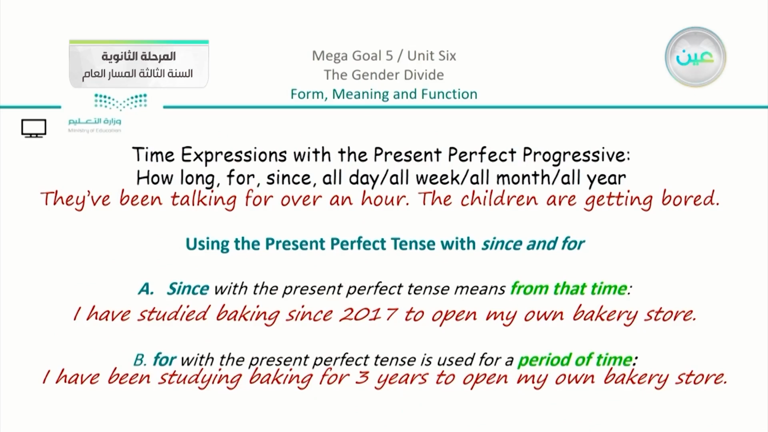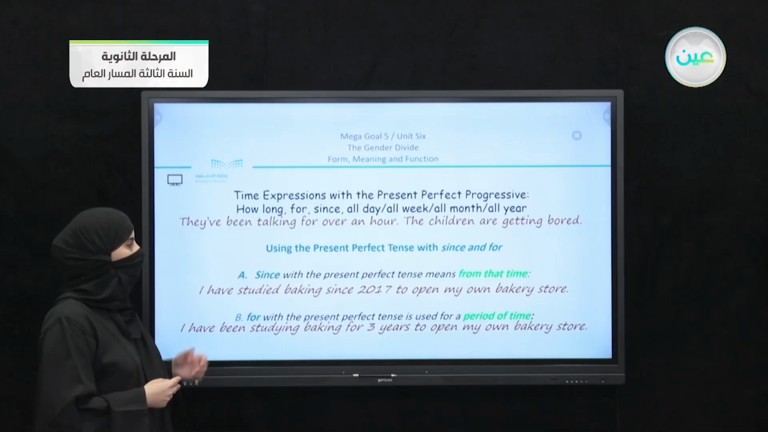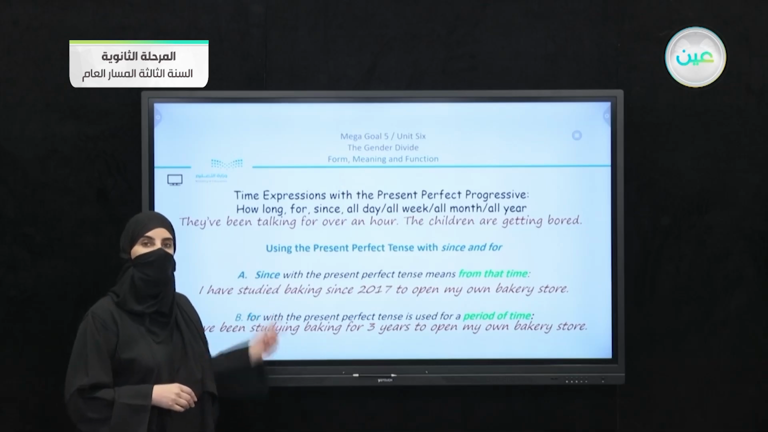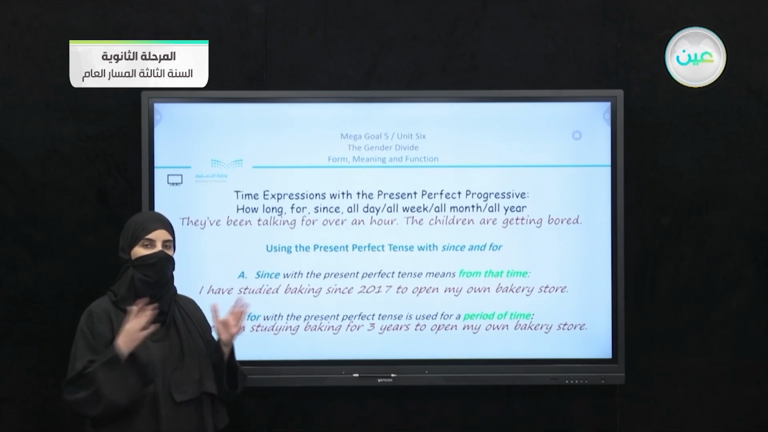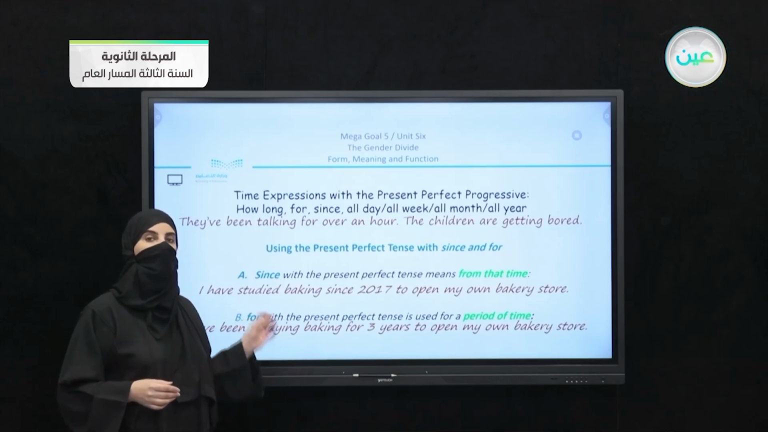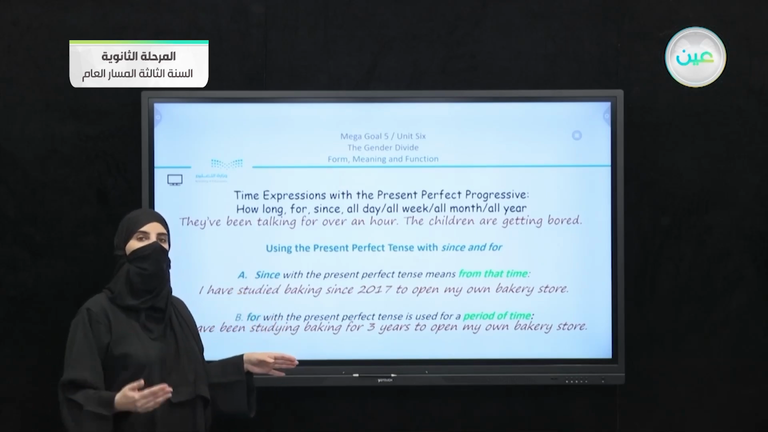On the other hand, we have "for" with the present perfect tense, which is used for a period of time, a number, like we have in the first example. I have been studying baking for 3 years to open my own bakery store. So you can see that we have the same example, but one time I used "since" with a point in time, and the other time I used "for" with a number, for 3 years.